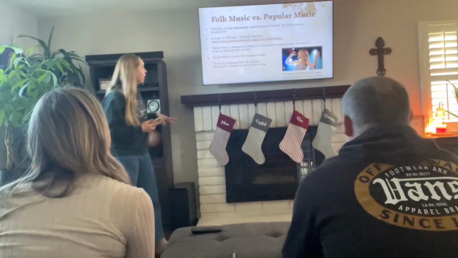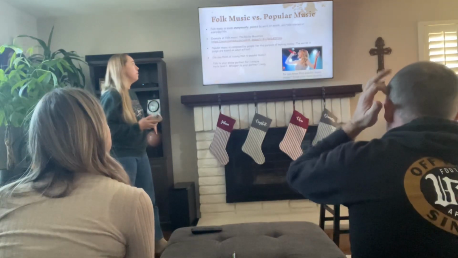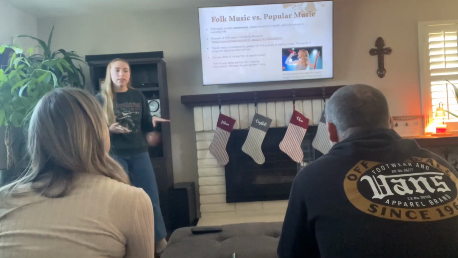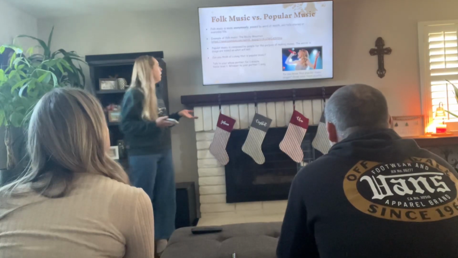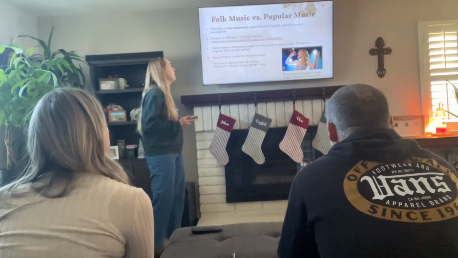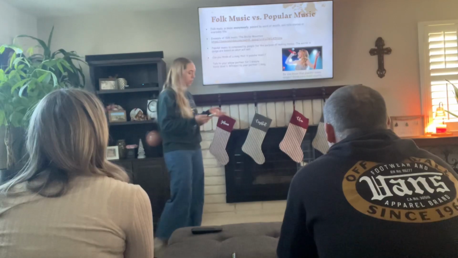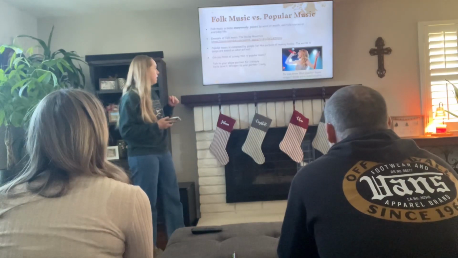All right, now we have folk music and popular music. So folk music is made anonymously. Do you remember what anonymous means? We don't know who started it, right? This is passed by word of mouth and tells stories of everyday life. So we have an example of folk music, which is the Rocky Mountain. I'll play that in a second.